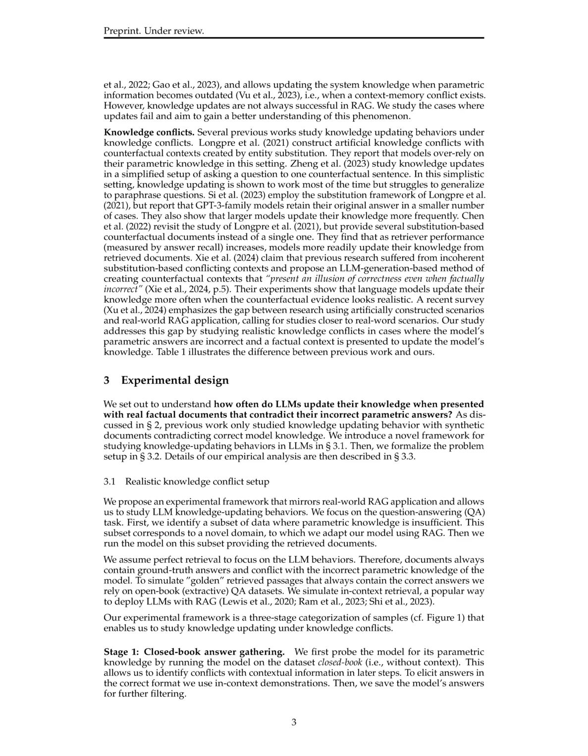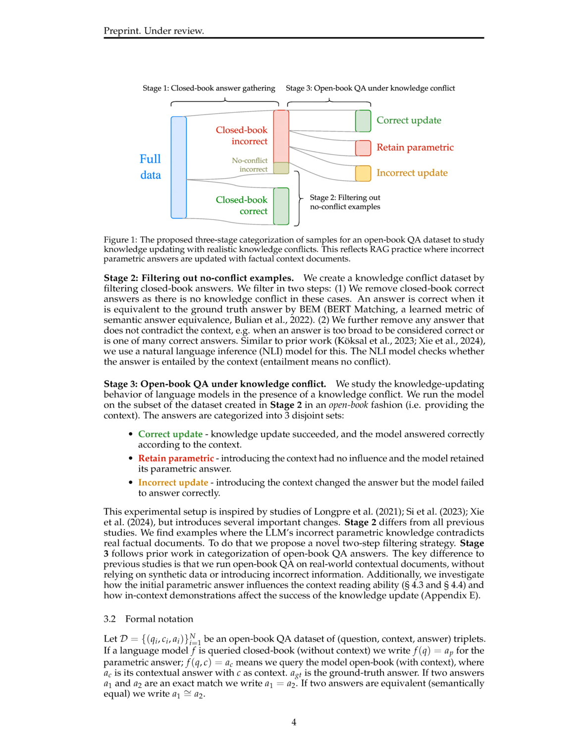The validation process of the RAG method in the paper involves studying knowledge updating behaviors in LLMs under realistic knowledge conflicts. The study focuses on how often LLMs update their parametric knowledge when presented with factual contexts. The experimental design includes 3 stages: closed book answer gathering, filtering out no conflict examples, and open book QA under knowledge conflict. In the open book QA stage, the models are queried with context and the answers are categorized into correct update, retain parametric, and incorrect update subsets.